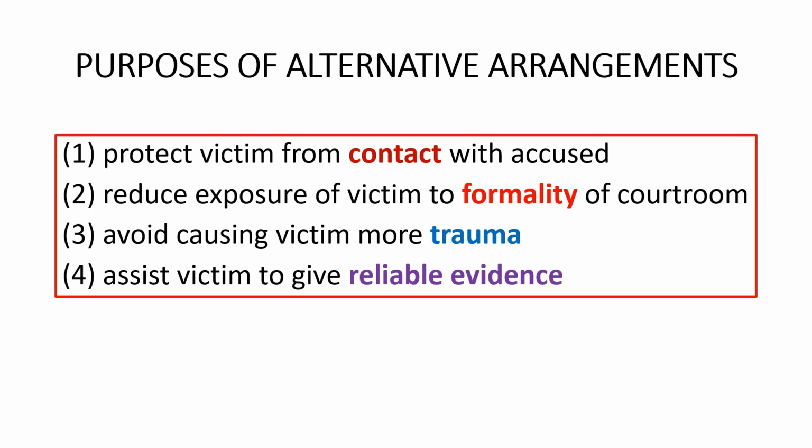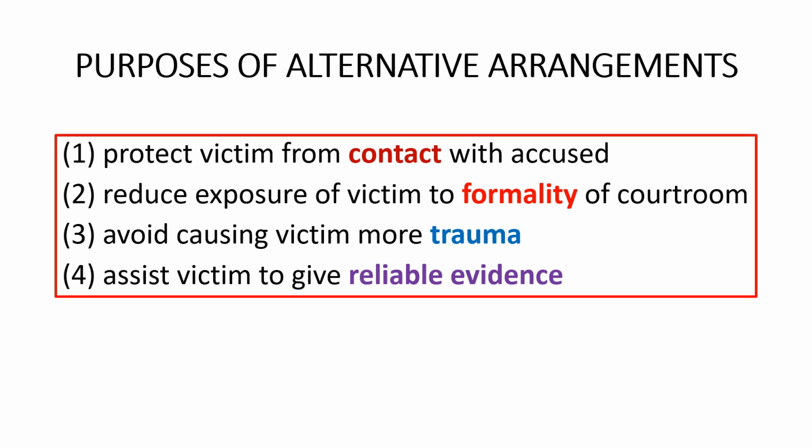The first purpose of alternative arrangements is to protect the victim from contact with the accused. Remember that the victim is a witness in the trial of an accused for a sexual offence or family violence offence. In these circumstances, you can imagine that the victim is going to be really intimidated if they come into direct contact with the accused, that is, with the person who has been accused of committing the sexual offence or family violence offence on them. And that's the reason, for example, that the victim may be kept in a separate room from the accused and may be able to give evidence from that separate room.